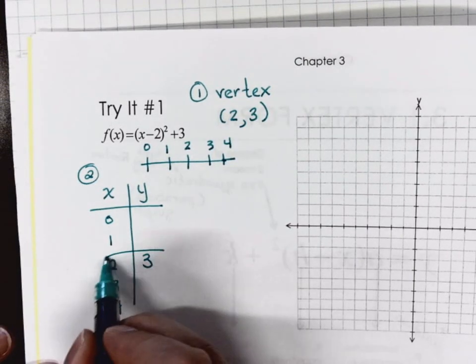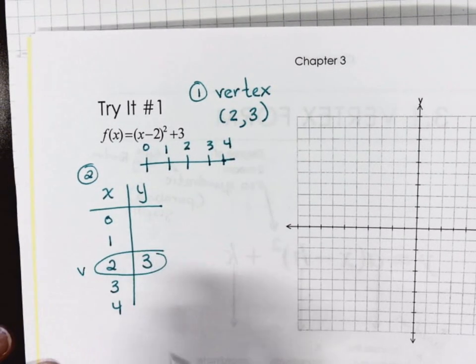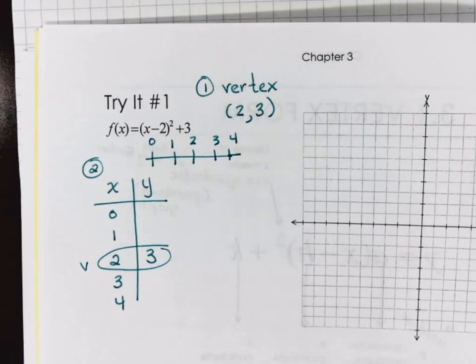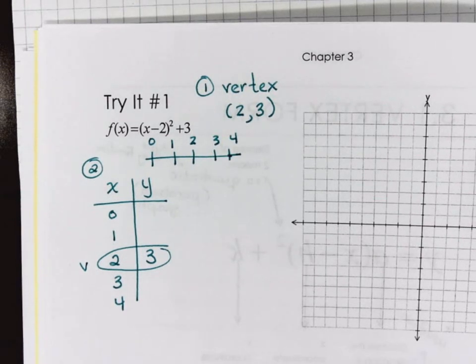So I'm always going to drop my vertex in the middle of my table, and then I'm going to be really purposeful about the numbers I pick around the vertex. Because if I had used -2 to +2, I would have only got one side of my parabola, right? So this way, you're always going to get both sides if you know where your vertex is.